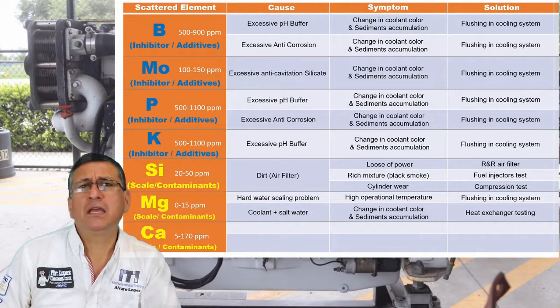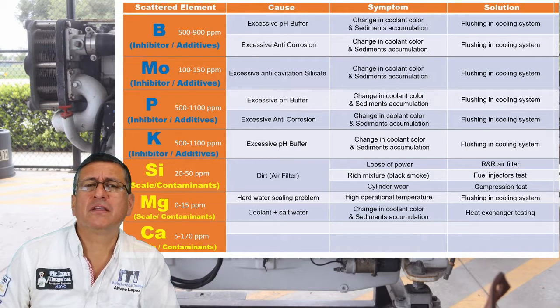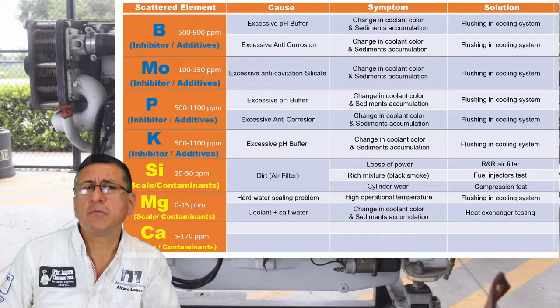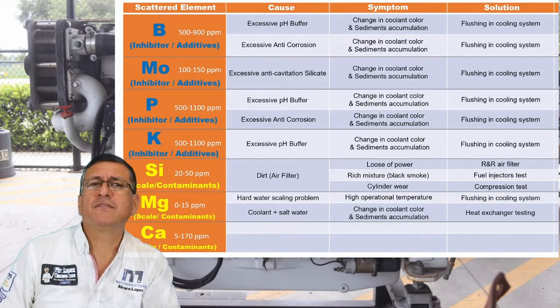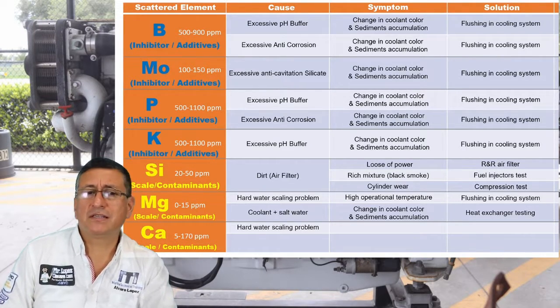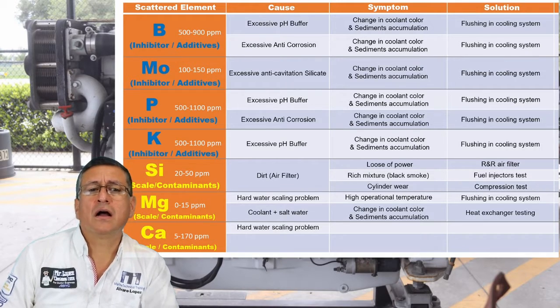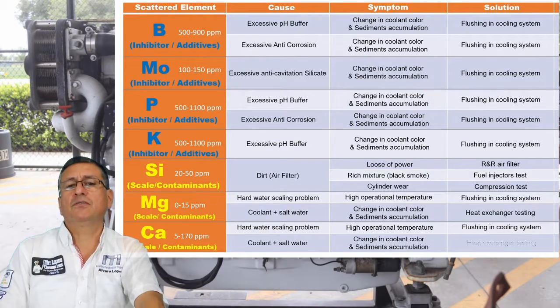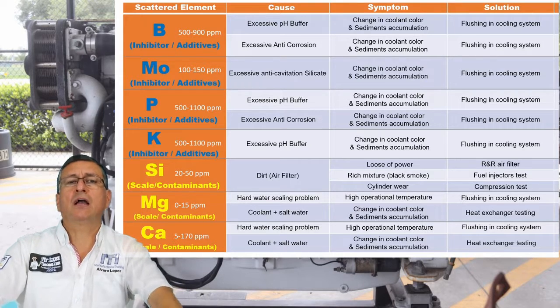Calcium normally should be in between 5 and 170 parts per million. In between 5 and 60 parts per million is normal. In between 60 and 170 is excessive. More than 170 is catastrophic. Okay, calcium comes exactly the same from hard water scaling, and once again the symptom is the same and the solution is the same. It's exactly the same as magnesium, producing the same cause and consequence.